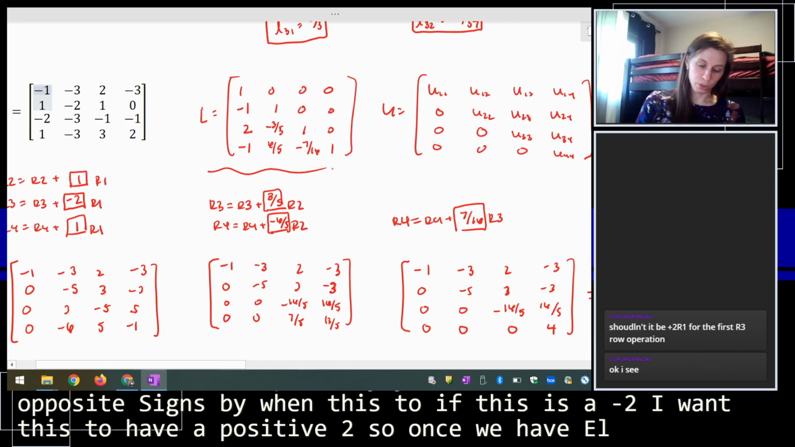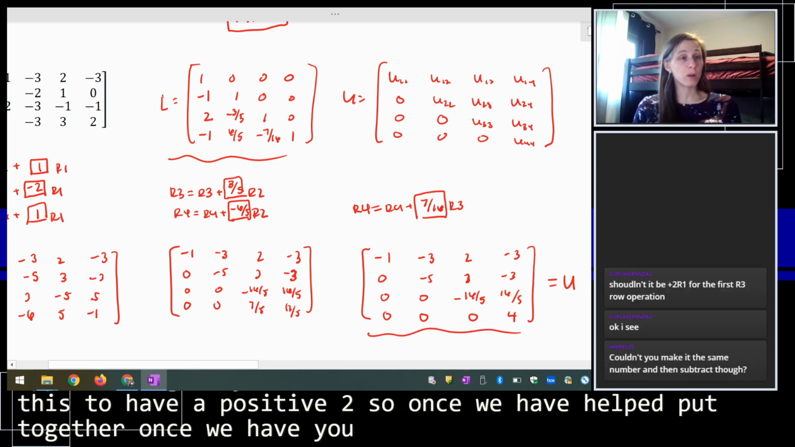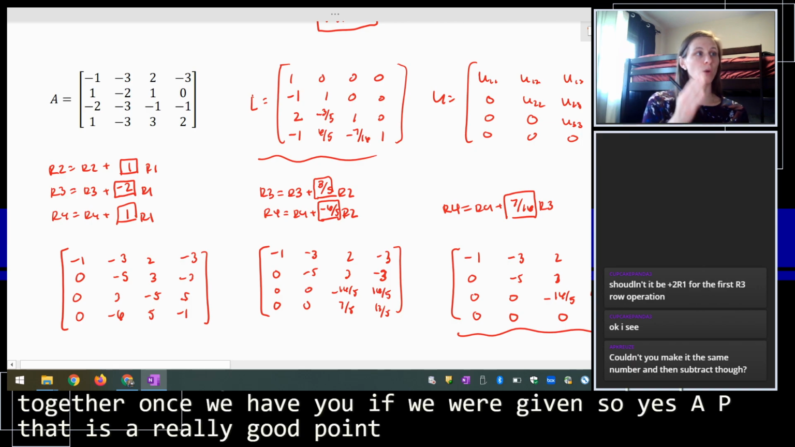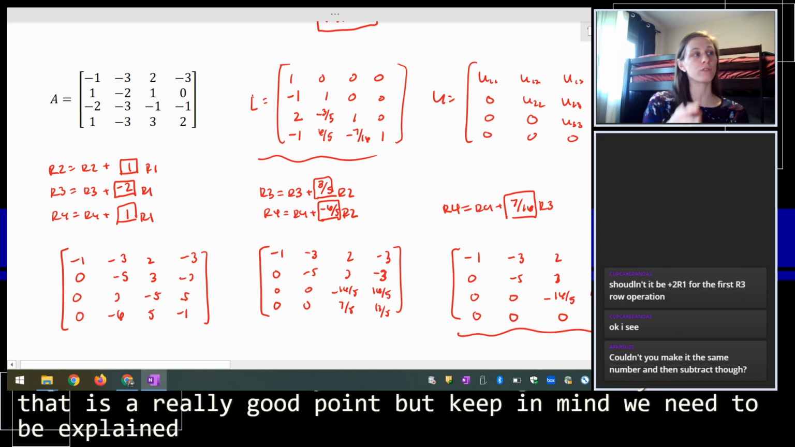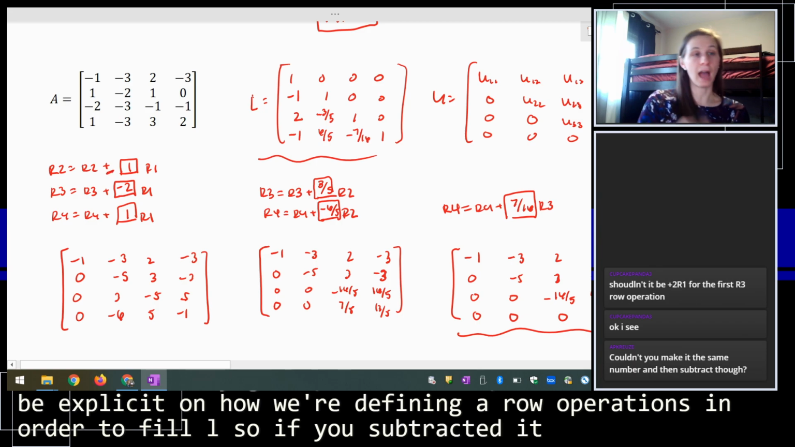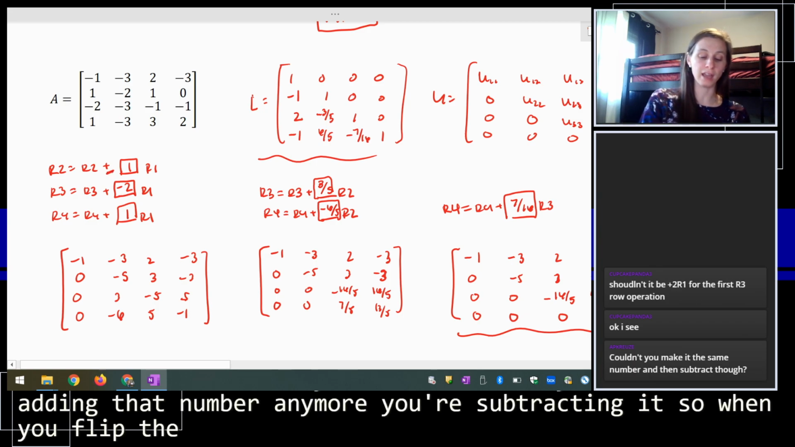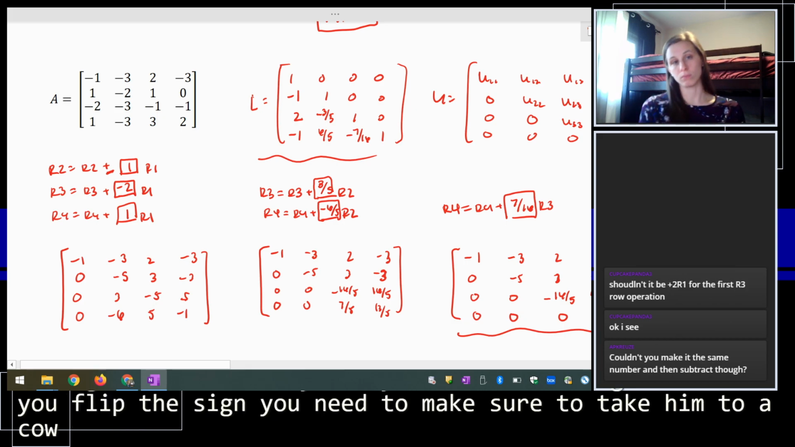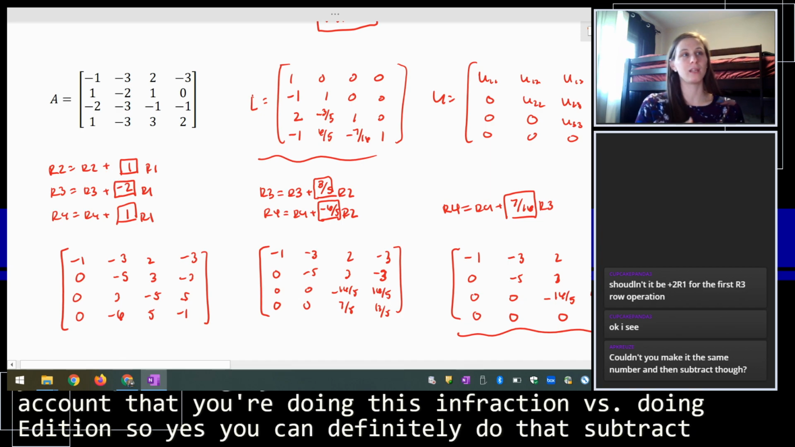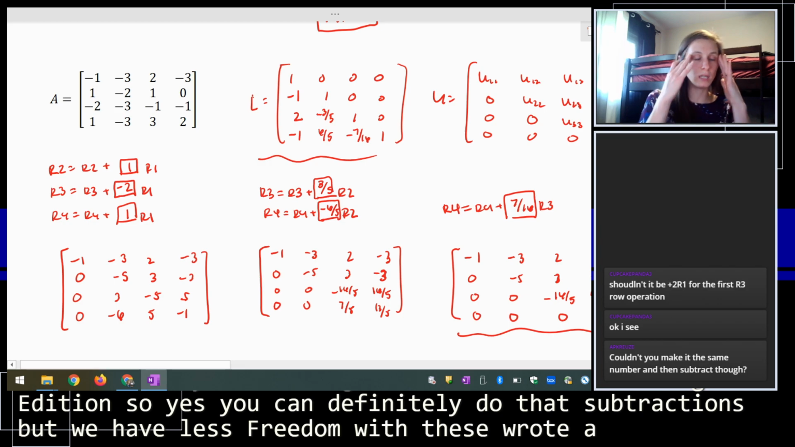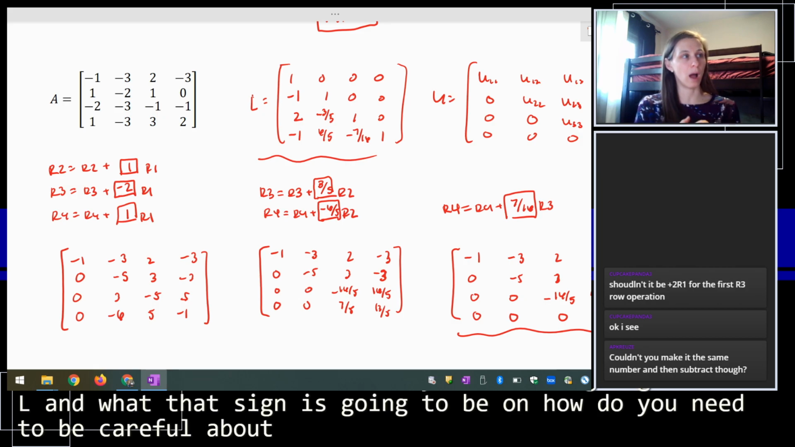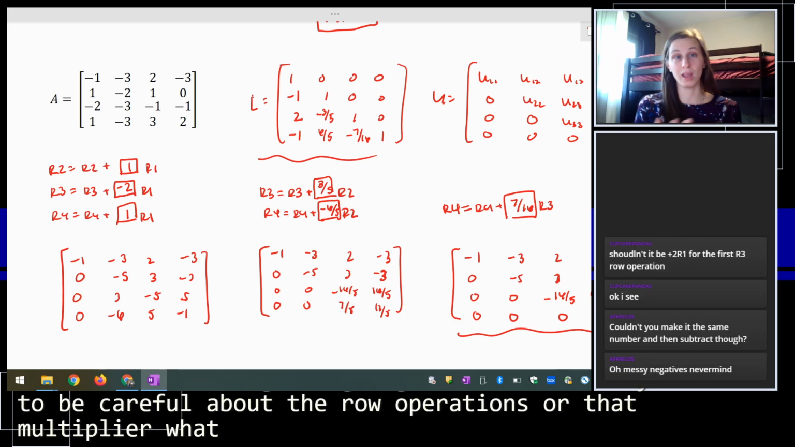So once we have L put together, once we have U, yes, that is a really good point. But keep in mind, we need to be explicit on how we're defining our row operations in order to fill L. If you subtracted it, you're not adding that number anymore, you're subtracting it. So when you flip the sign, you need to take into account that you're doing the subtraction versus the addition. You can definitely do that subtraction, but we have less freedom with these row operations because we need to know exactly how we're going to fill L and what the sign is going to be on L.